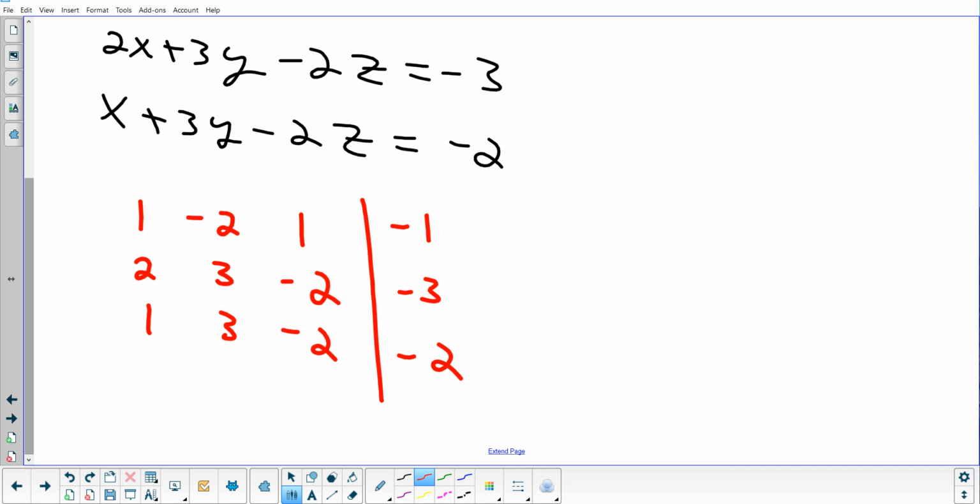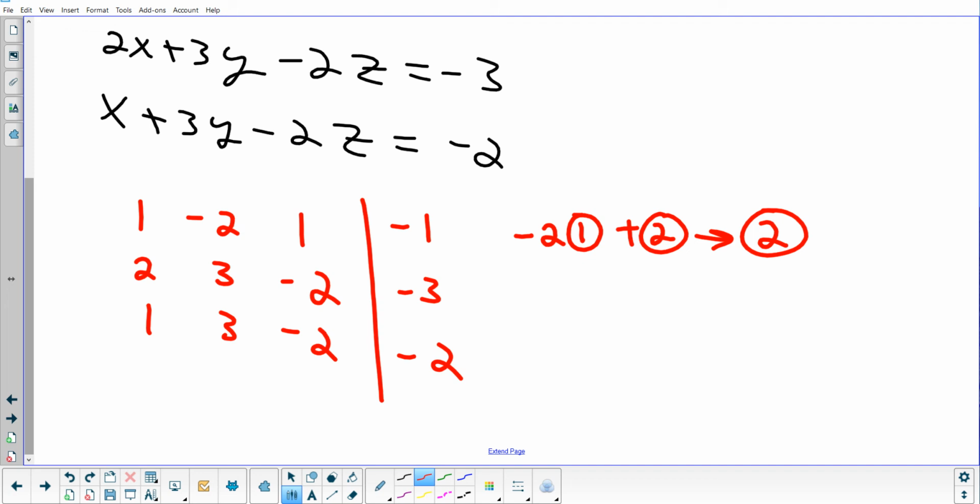What could you multiply the top equation by so that when you add it to the second row, this number becomes a 0? John? Negative 2. So we're going to do negative 2 times the first equation, add it to the second, and that's going to replace what's currently in the second row.